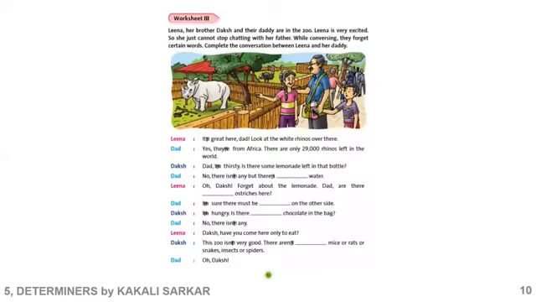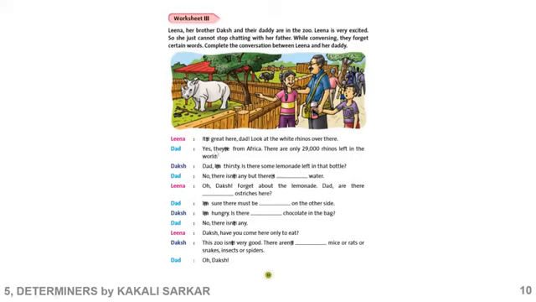Here Lena, her brother Daksh, and their daddy are in the zoo. Lena is very excited, and so she just cannot stop chatting with her father. While conversing, they forget certain words. We have to complete the conversation between Lena and her daddy.